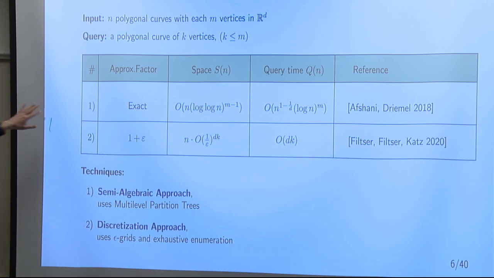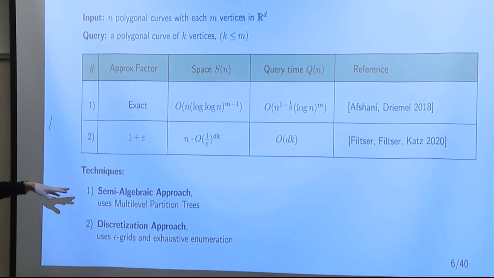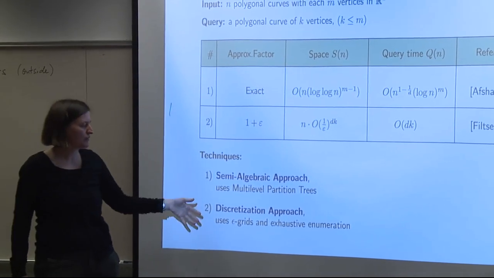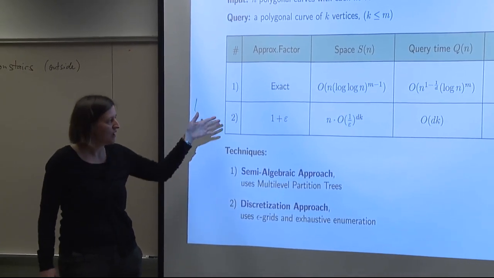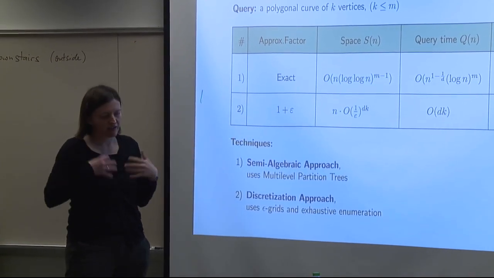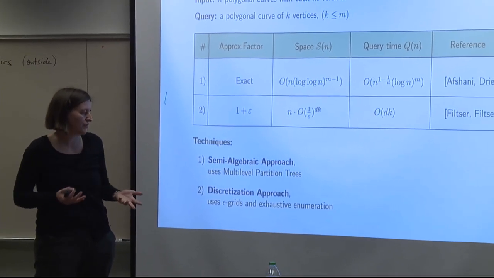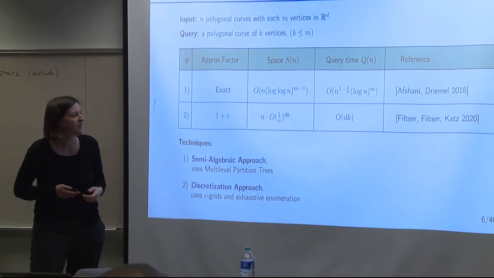Okay, so the first result uses semi-algebraic range searching. And for lack of a better name, I just call it the semi-algebraic approach. And the second one uses epsilon grids, a good discretization, and then kind of exhaustive enumeration in this discretization.